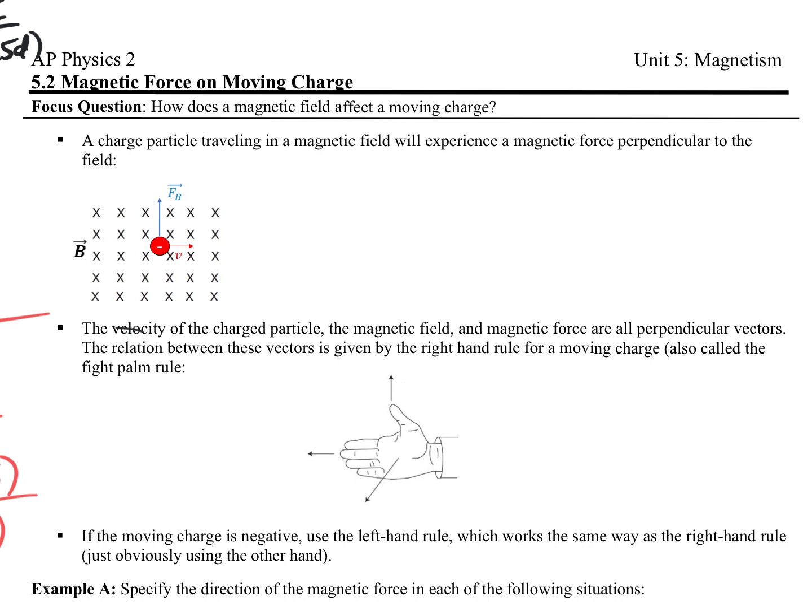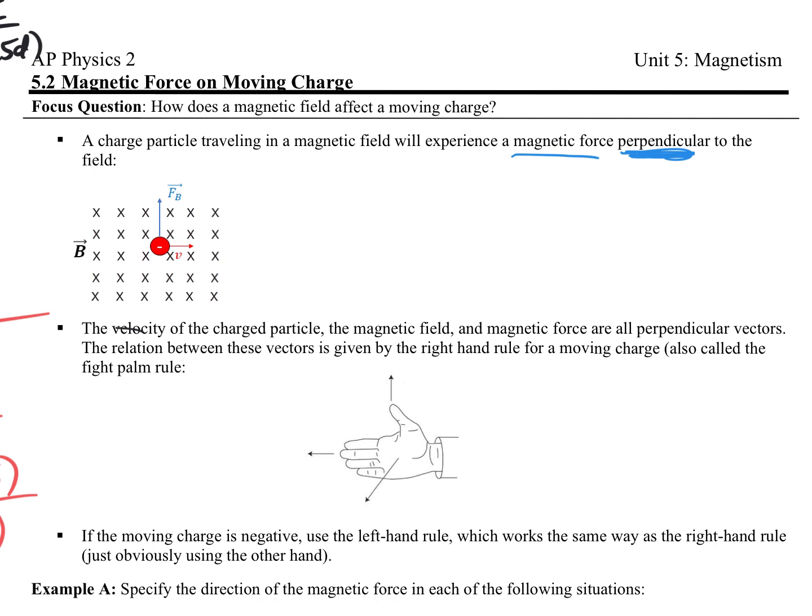This is another version of the right-hand rule. In this particular chapter, we're going to have 3 versions of the right-hand rule. A charged particle traveling experiences a magnetic force. This word right here is important: perpendicular to the field. Now, this right-hand rule is this.